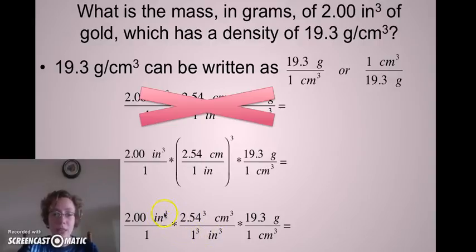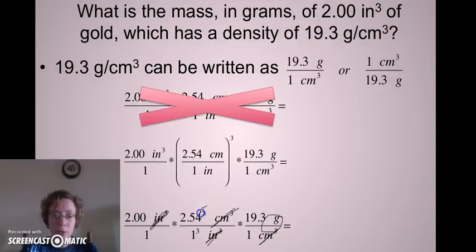But in order for these inches cubed to cancel, I need to have my conversion factor say inches cubed, so that this unit actually does indeed cancel with this unit. That's why it's a good thing to look at the units to tell the math as well. Now, because we cubed everything, we also cubed the units, so centimeters cubed now cancels with centimeters cubed. Perfect. And we're left with grams.